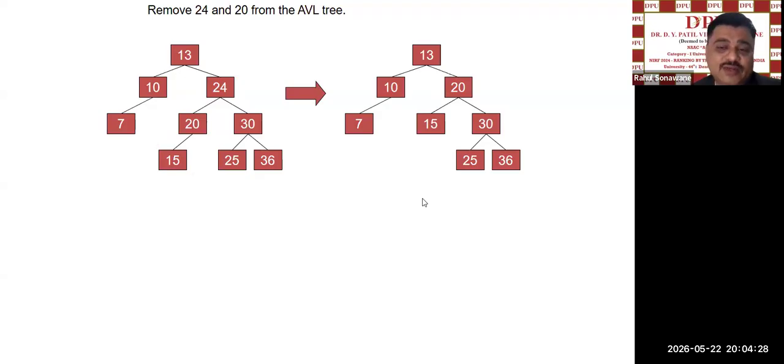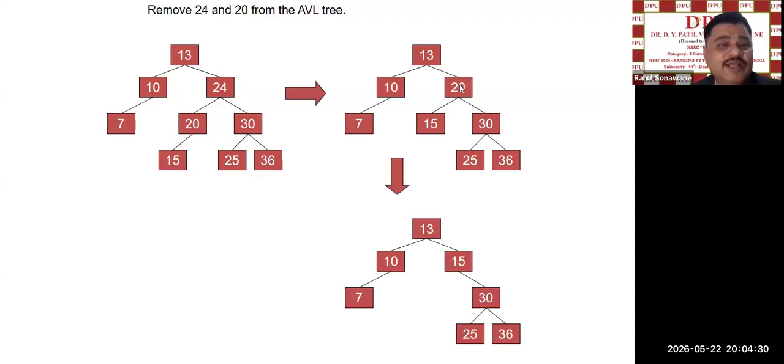Now, suppose we have to delete the 20 also. First 24 and then 20. After deleting 24, again we use the same logic, going for the maximum in the left subtree. 20's left subtree only has one node, that is 15, so we will keep it as it is. So 15 is going to take the place of 20.